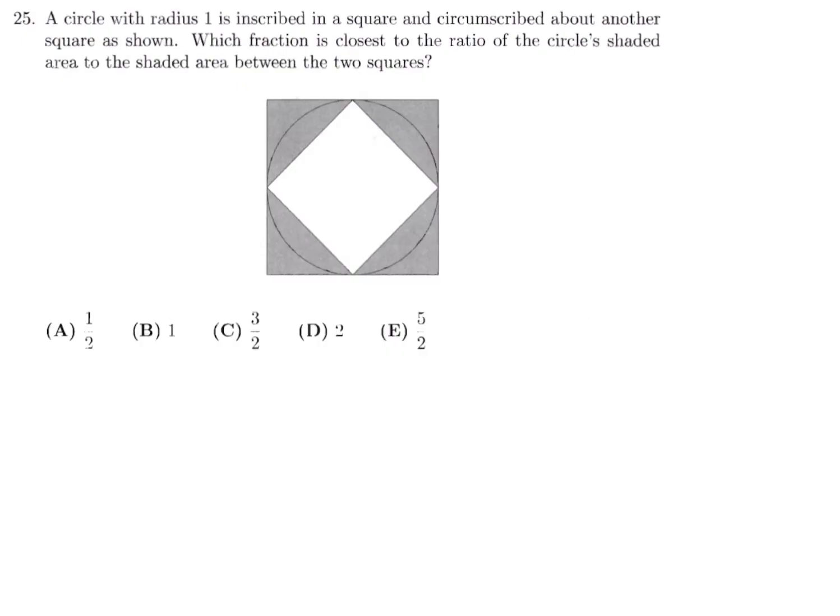A circle with radius 1 is inscribed in a square and circumscribed about another square as shown. What fraction is closest to the ratio of the circle's shaded area to the shaded area between the two squares?